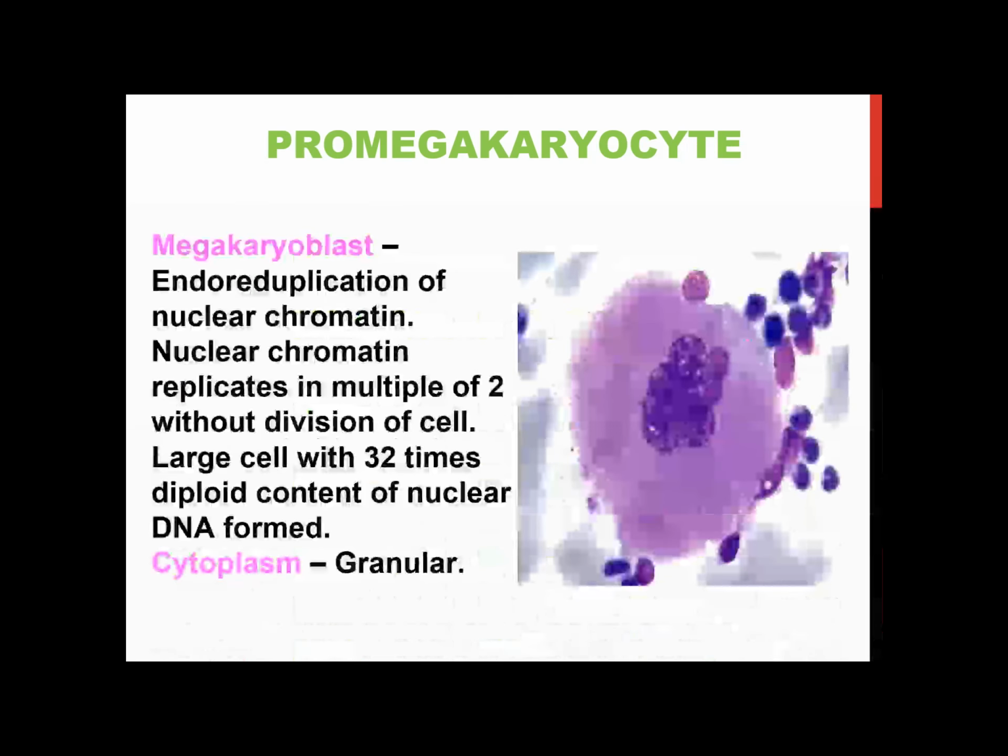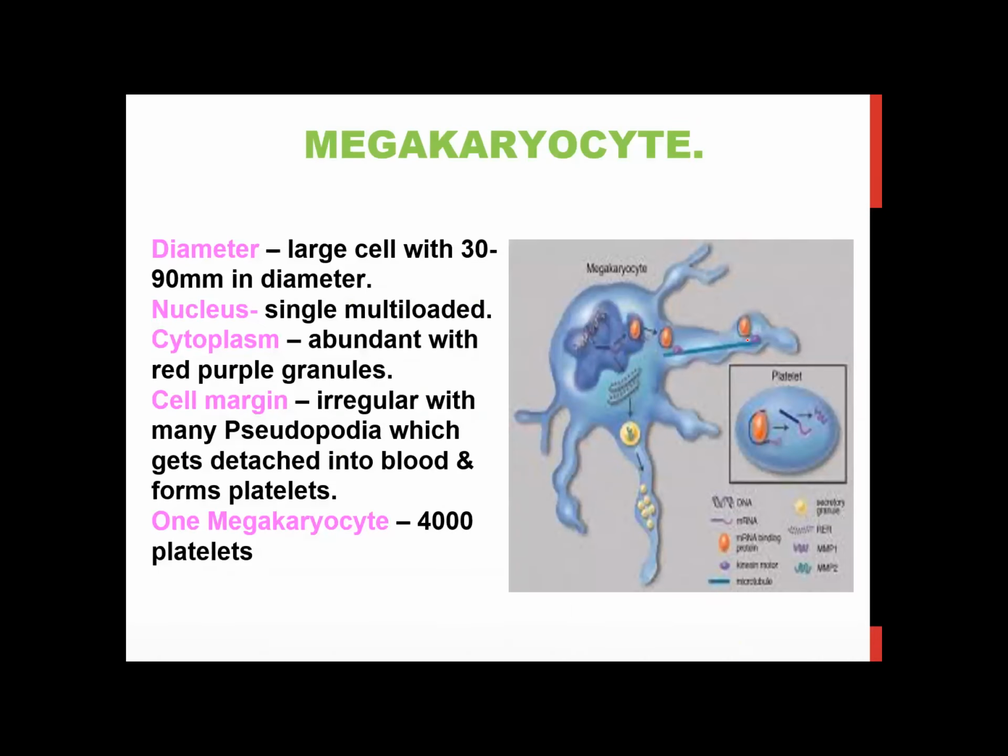Then we have your promegakaryocyte. So the megakaryoblast would further replicate. There would be replication of the nuclear chromatin. Nuclear chromatin replicates in multiples of 2, forming a large cell with 32 times the diploid content of nuclear DNA. Now, for the promegakaryocyte, please take note, class, its cytoplasm is heavily granular. So, its cytoplasm is very granular, class.